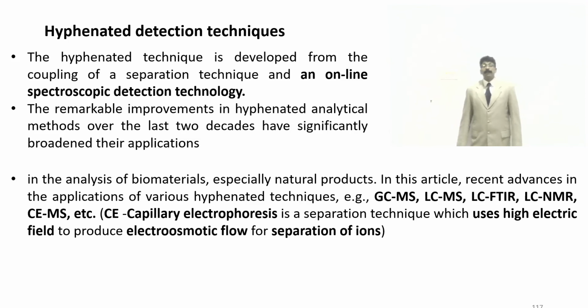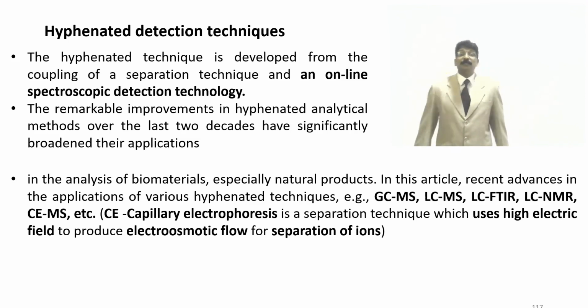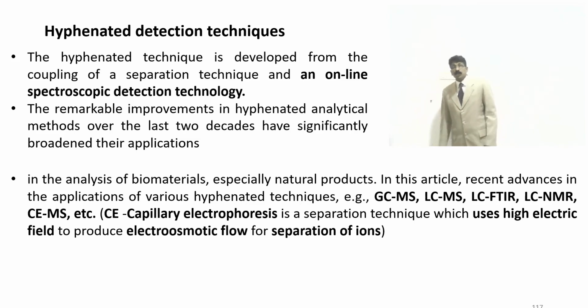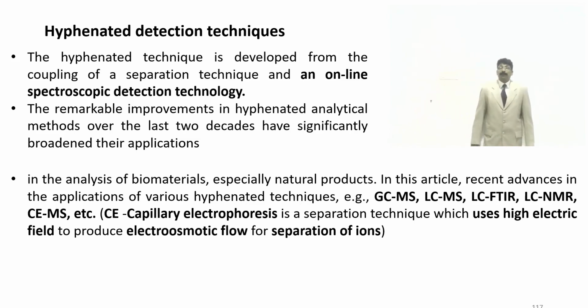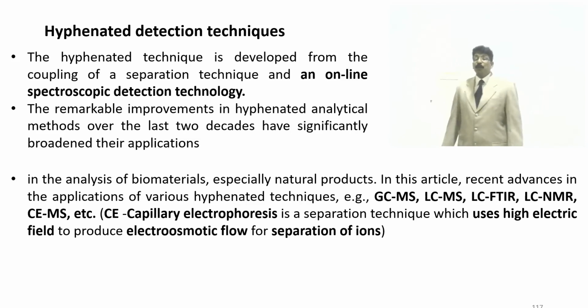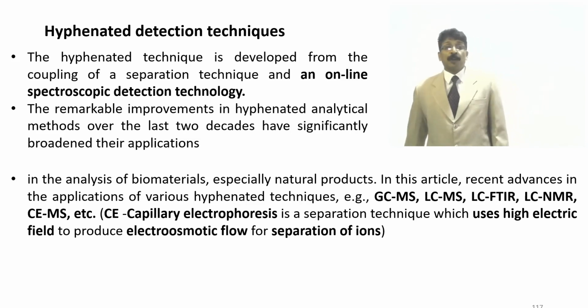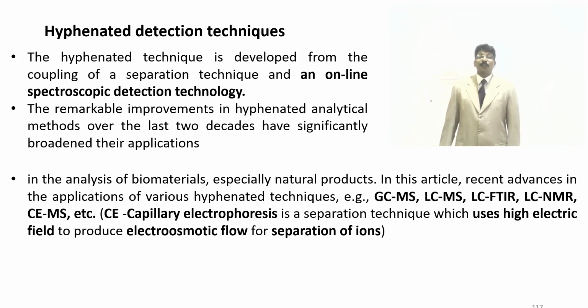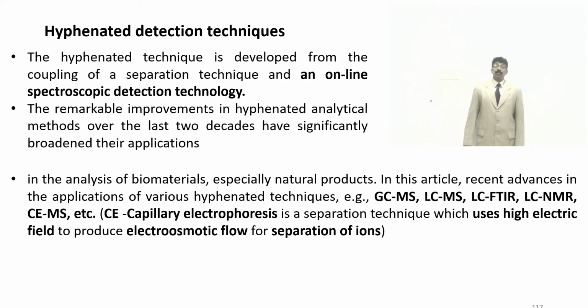What do you mean by CE? Sometimes if they ask, you should know that capillary electrophoresis is a separation technique, also one of the chromatographic techniques for separation, but electrophoresis works by means of charged ions, cations and anions, using a high electric field to produce an electro-osmotic flow for separation of ions, and then it enters the mass spectroscopy.